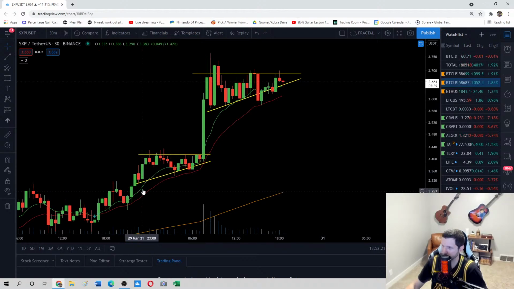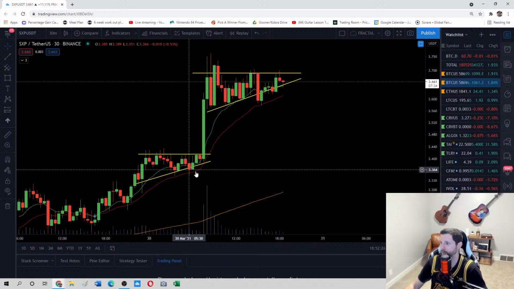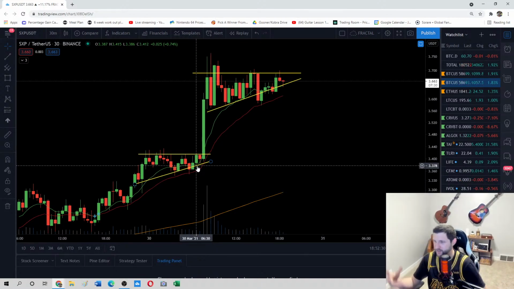So people got in here at 329. Now people got in here at the lowest at 334. Now people got in here at the lowest at 335. So people are constantly driving the price up, and people are trying to get in. That's basically saying people want it, and people are buying it at higher prices to get it.